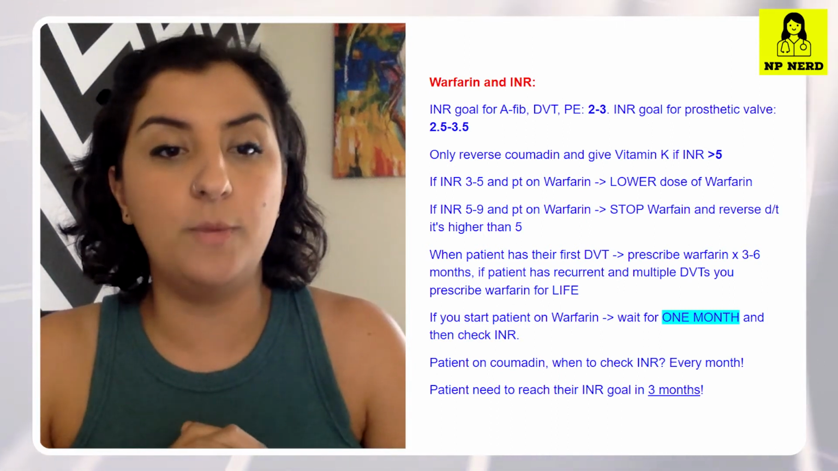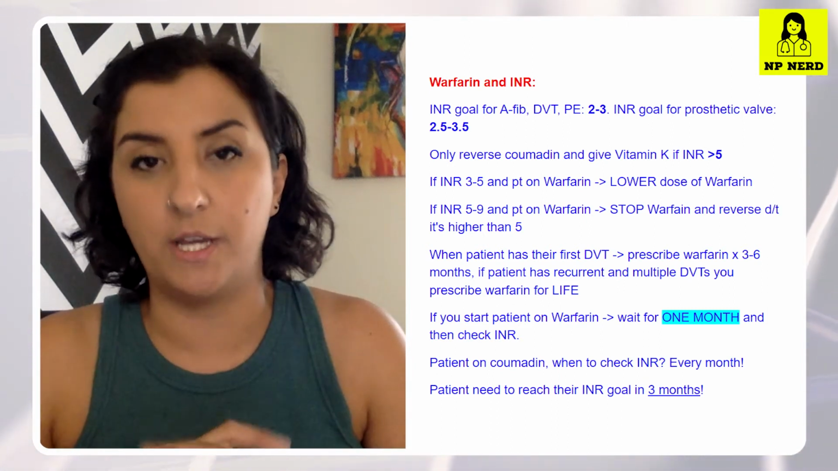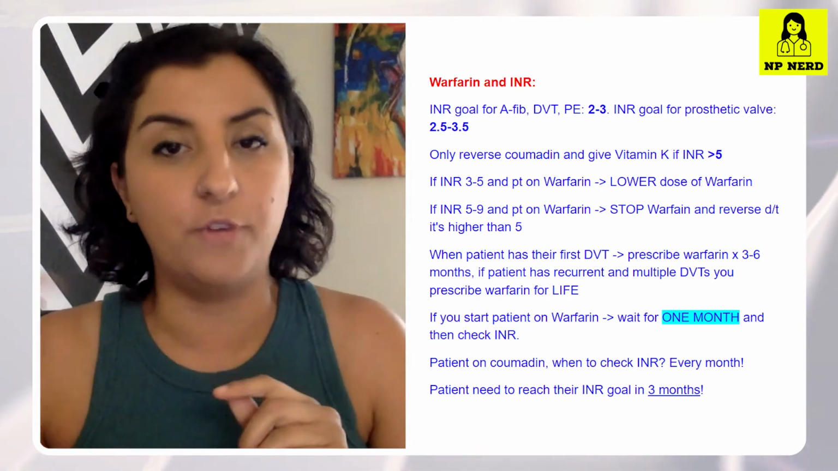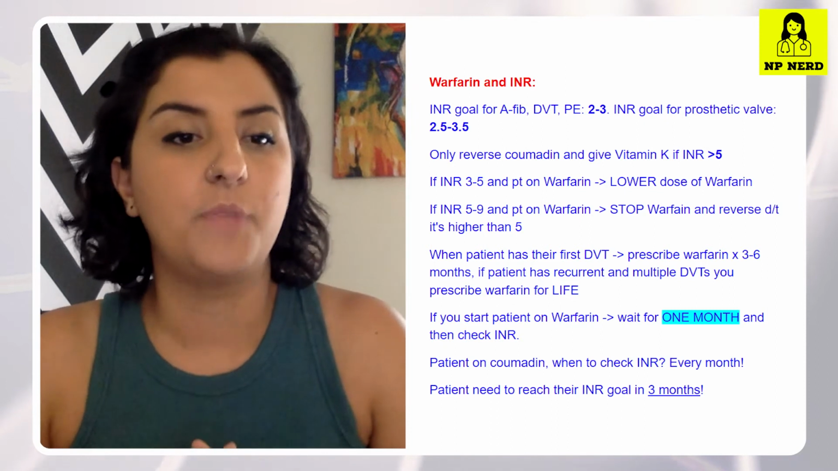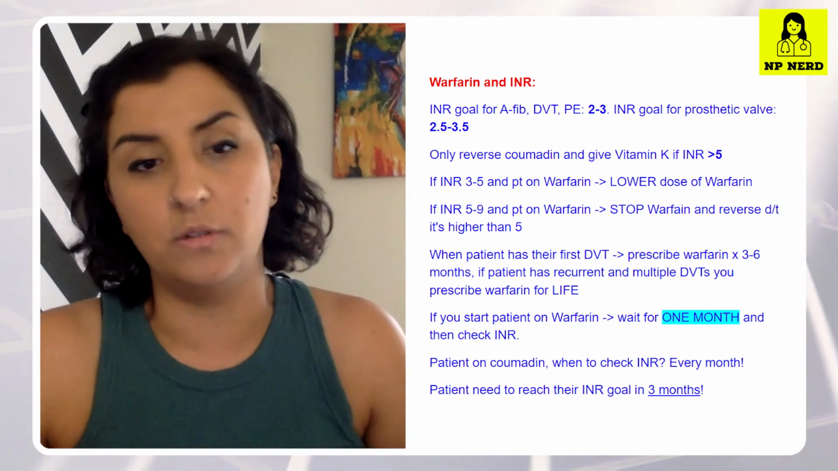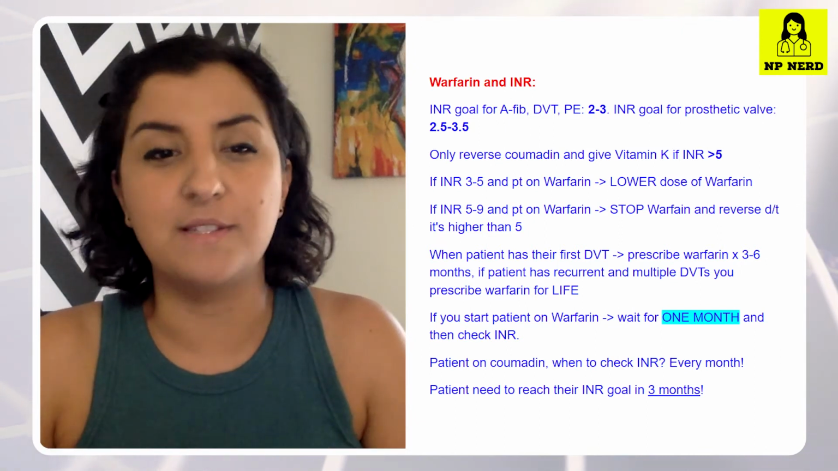If your patient is on Coumadin, how often do you check INR? It's every month, okay? Remember that, every month. Coumadin is every month. The patient needs to reach their INR goal in 3 months. That's the goal, to reach the goal in 3 months.